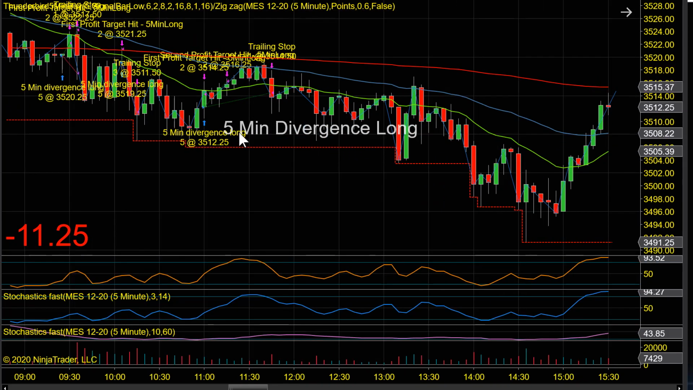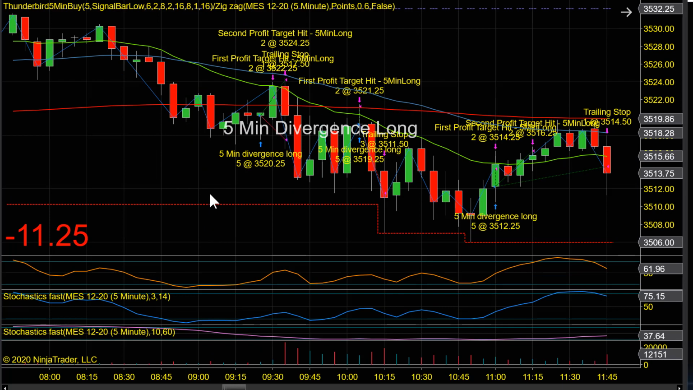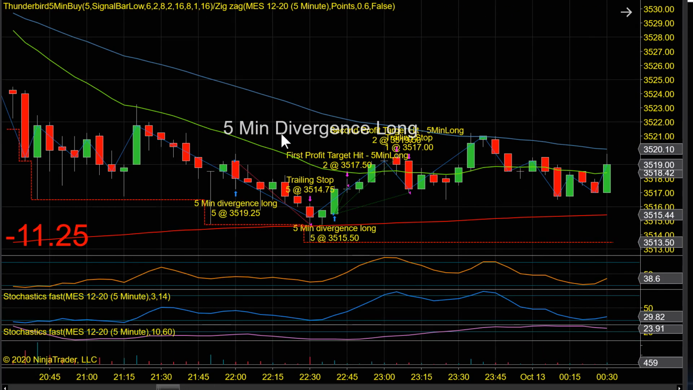There's a lot of chop here. 5-minute divergence. First profit, second profit, and trailing stop. That was like 10:45. Was not a bad divergence. Same thing here, 5-minute divergence. First profit, second profit. See, these are pretty big moves. It's pretty good, actually. The 5-minute gives you a lot more.